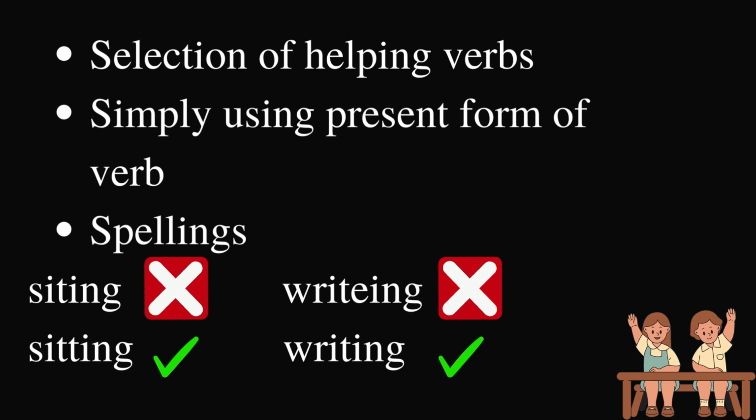Another common mistake is simply using the present form of the verb, whereas for continuous tense we end our verbs with ing. A very common mistake is with the spellings. Because we repeatedly say we add ing at the end of the verb, sometimes students simply add ing at the end of the verb with the same spelling, whereas there is a slight change in the spelling before adding ing to it.